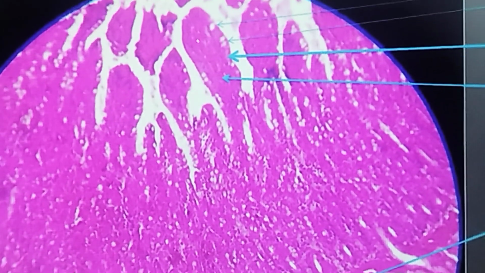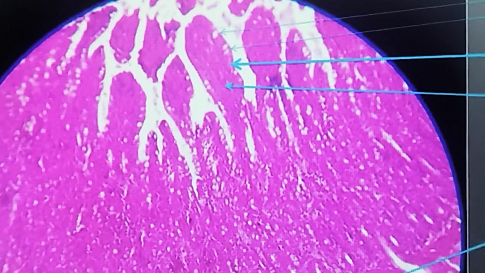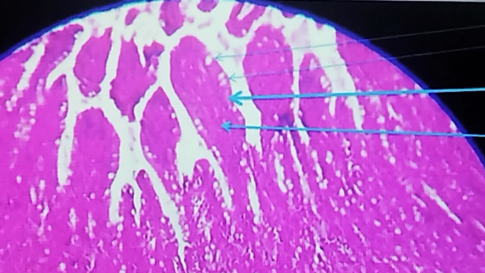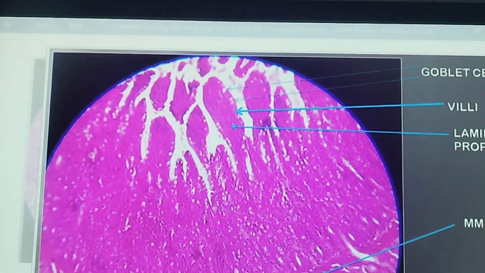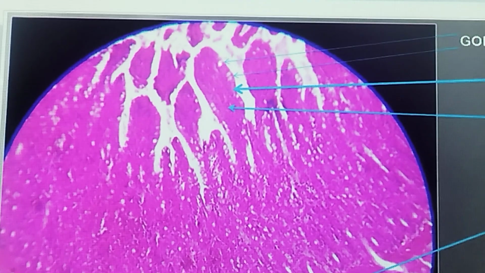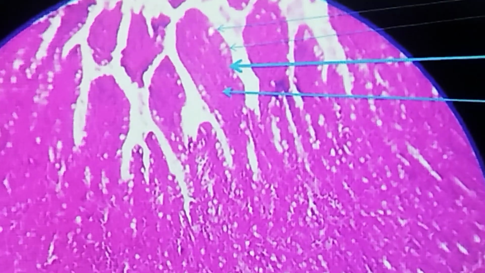So villi is present in jejunum and ileum also. So how do you differentiate the duodenum from ileum or jejunum? Let's talk about that. Now first you have to see the lining epithelium is simple columnar epithelium, and you can see there are empty looking cells. These are the goblet cells.